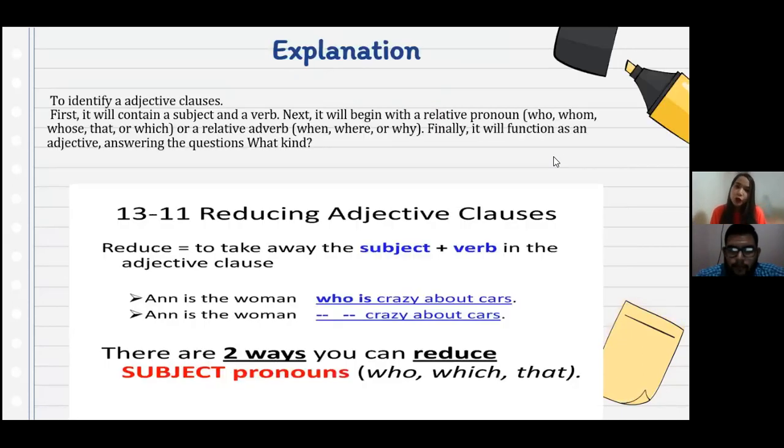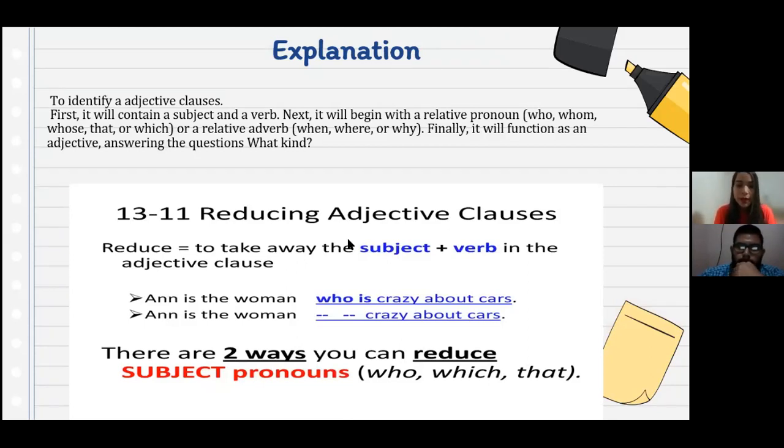Then we have how to identify an adjective clause. To identify an adjective clause, first, it will contain a subject and verb. Then, it will begin with a relative pronoun: who, whom, whose, that, or which, or a relative adverb: when, where, or why. And finally, it will function as an adjective, answering the question, what kind?